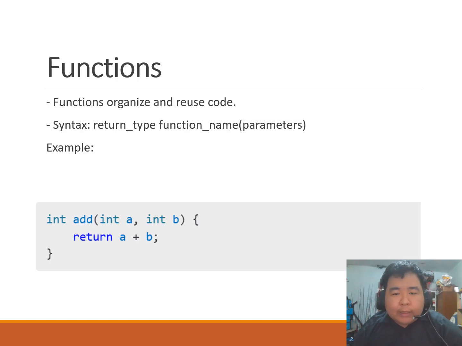Functions help us organize and reuse code. We can group instructions into a function and call it whenever we need it. For example, this add function takes two numbers and returns their sum.